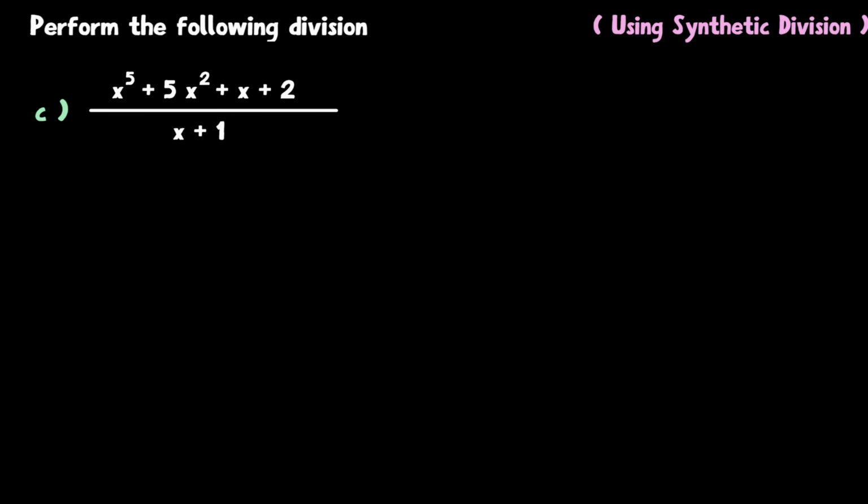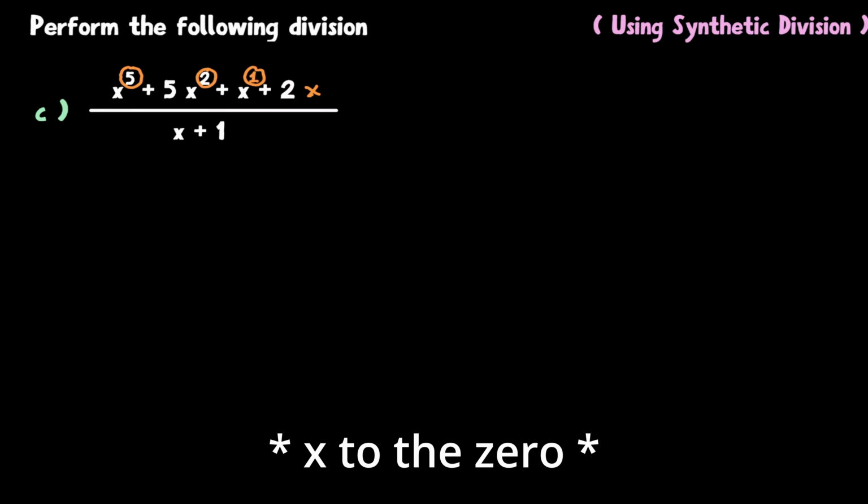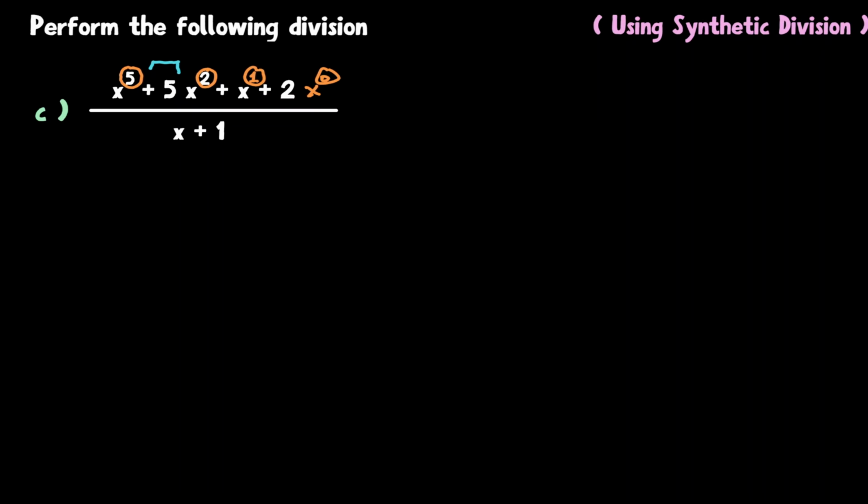And notice that they're not, because we go from x to the fifth to x to the second, and then x to the first, and then x to the second. Notice that in here, we are missing some variables. We are missing x to the fourth, we are missing x to the third. We need them for our setup. So what we are going to do, we're going to rewrite the numerator. Let's start with x to the fifth, which has a coefficient of 1, because we are missing x to the fourth.